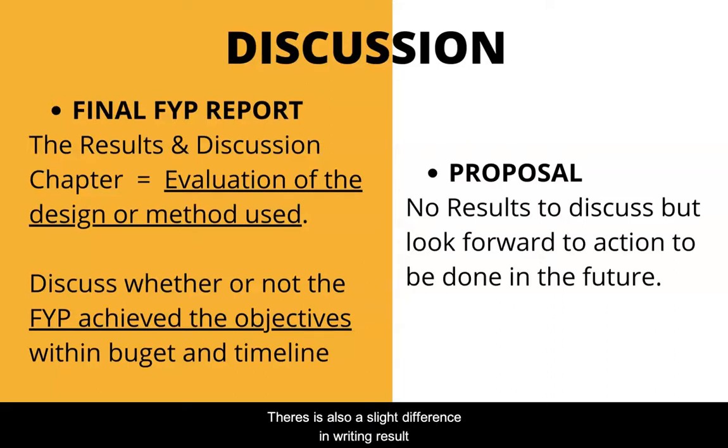There is also a slight difference in writing results and discussion section between a proposal and final report. For example, in a proposal, it is more likely there are no results to discuss. So the discussion can be something of recommendation or looking forward to action to be conducted in the future. But in a final report, however, you might discuss whether or not the project lived up to the objectives, budget, and timeline laid out in the proposal.